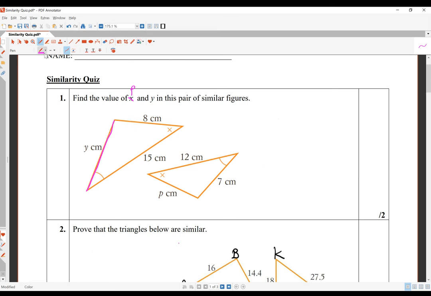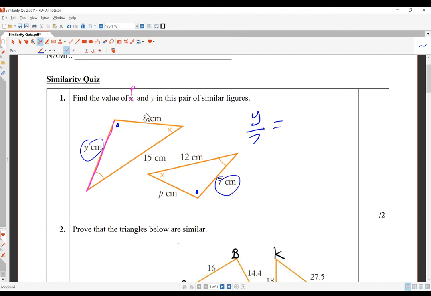So I'm just going to put a dot here and a dot here. Okay, so now I've got all three angles marked in both triangles. Now, the y side corresponds to a dot and an arc. So we go to the other triangle, we see the dot and the arc here. That corresponds to then the 7 centimeters. So we can write down y divided by 7.